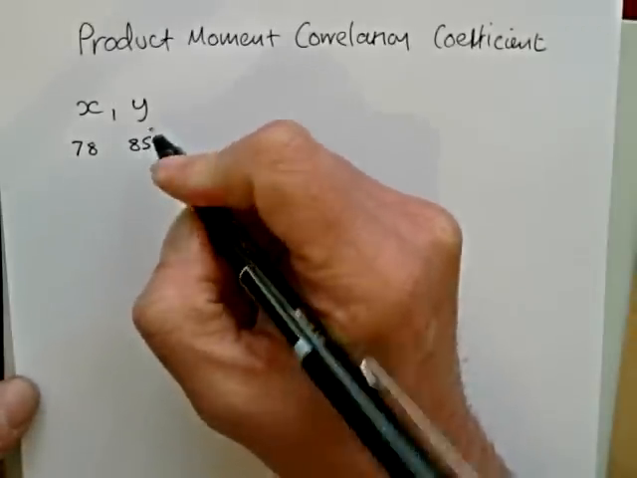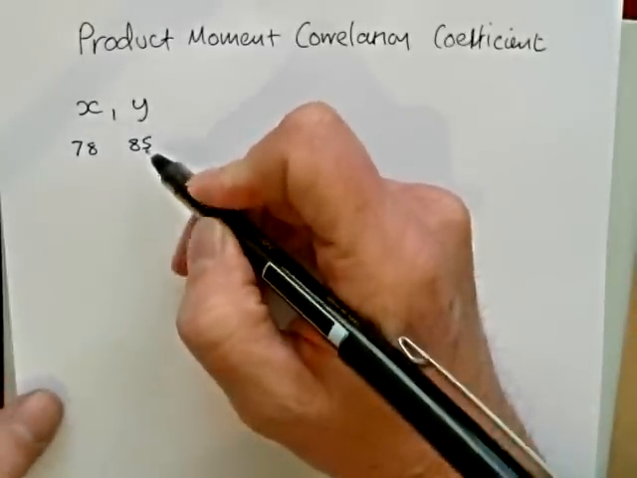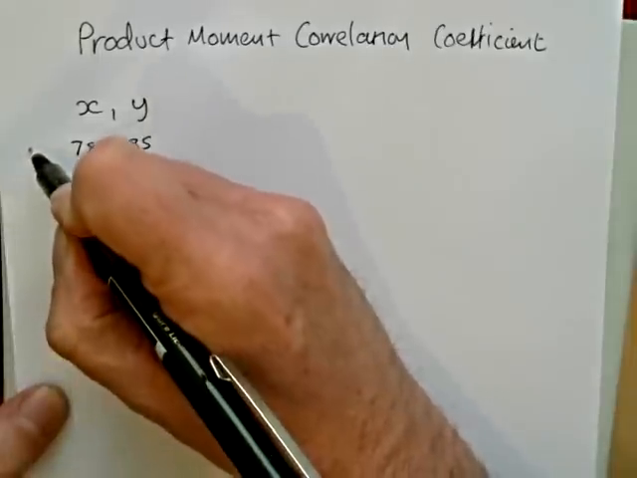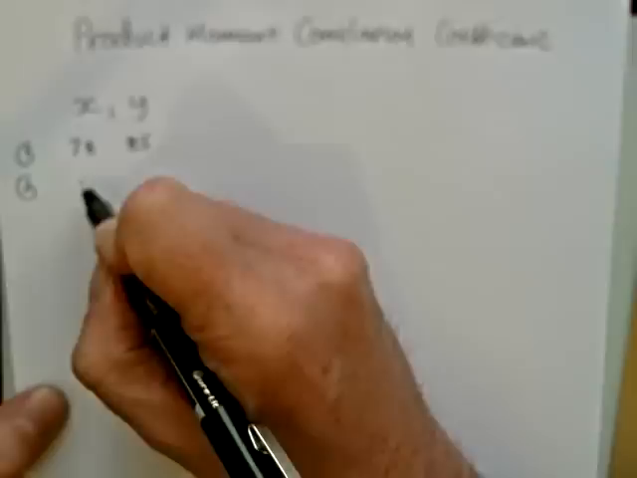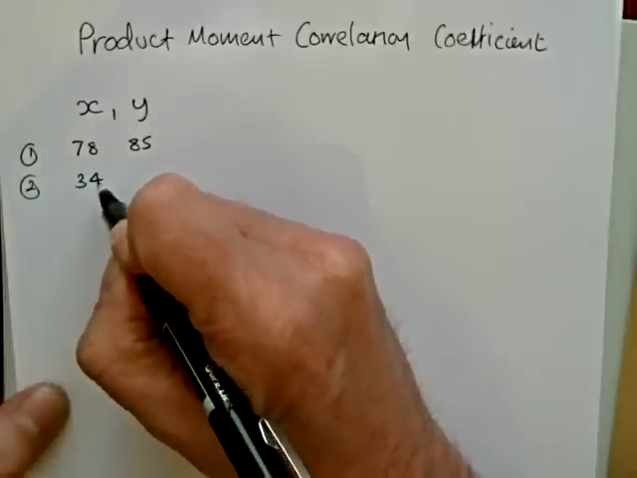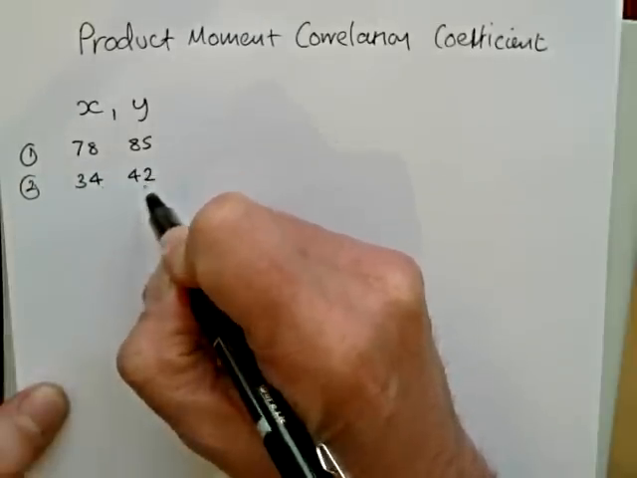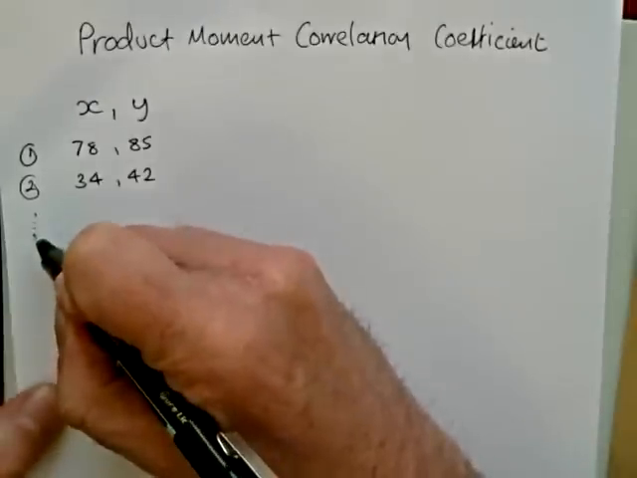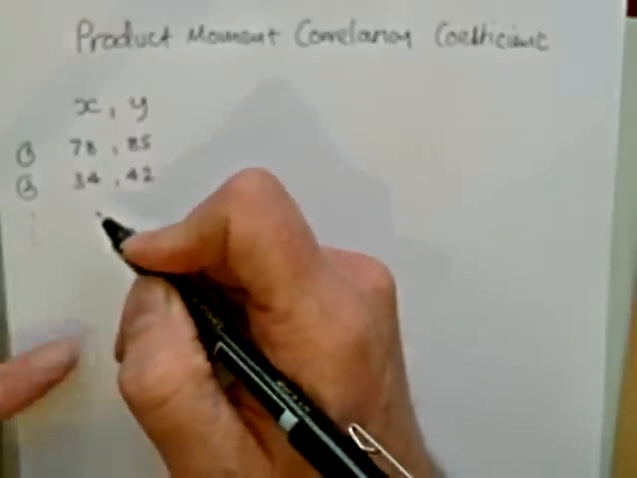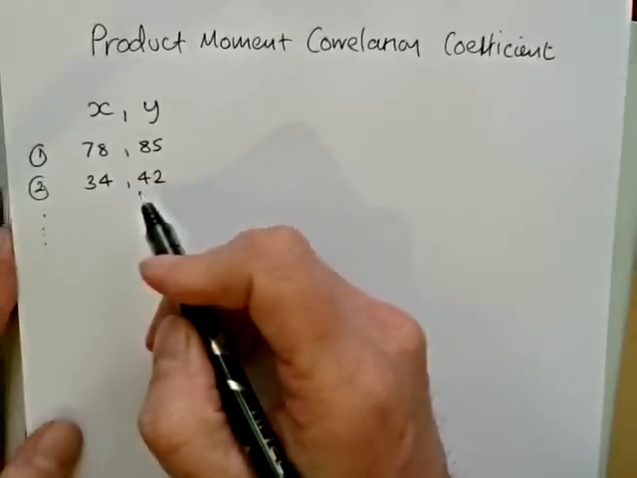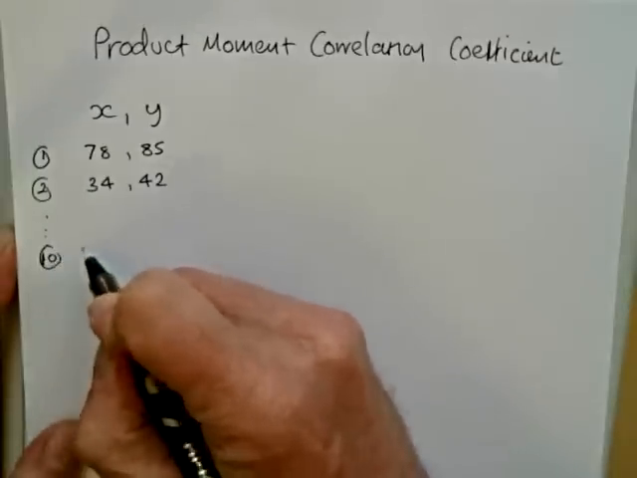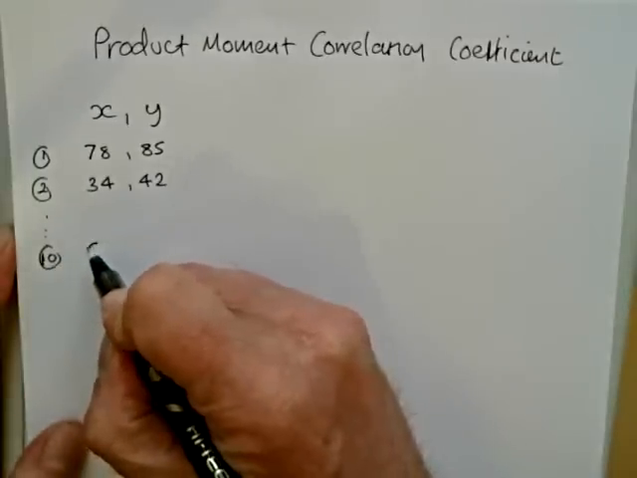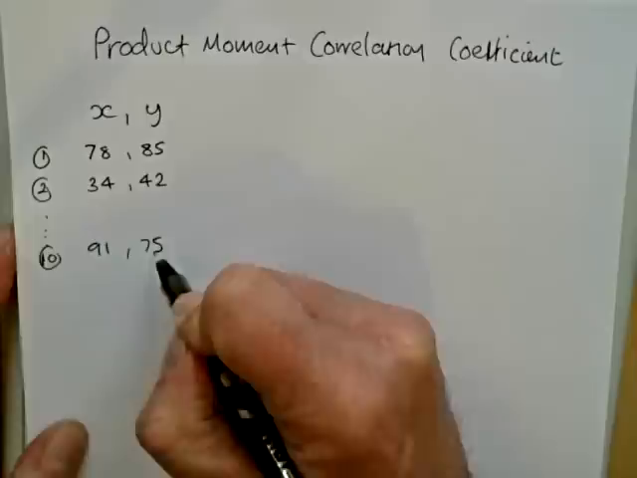Bivariate data means two pieces of information that can vary from one person to another. For person 2, you might get 34 in the maths test and 42 in the physics test. We can have as many bits of data as we like, but typically in questions that don't go too far, let's say we have 10 pieces of data.